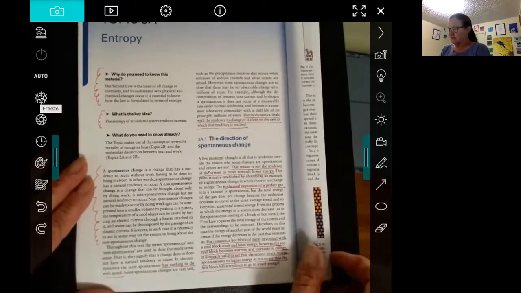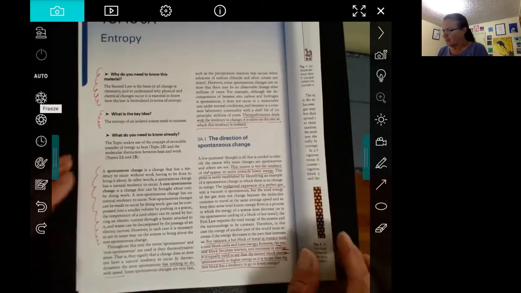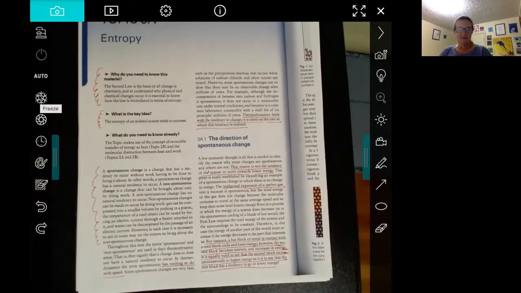Versus there are lots of other reactions, like I always do the demo of silver nitrate and sodium chloride. You mix them together, you get a white precipitate just instantly the second the two solutions hit each other. So it's a spontaneous process, and it's a fast process.